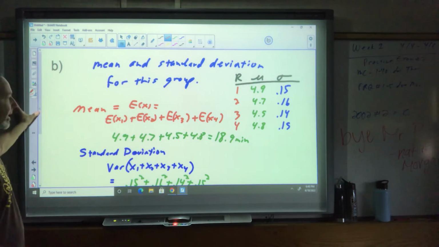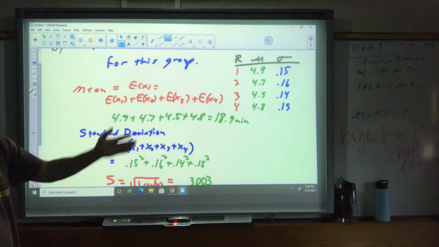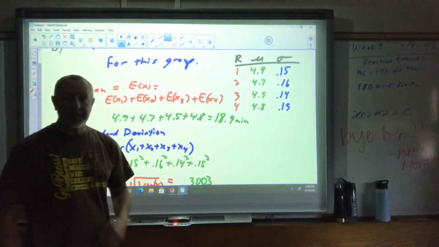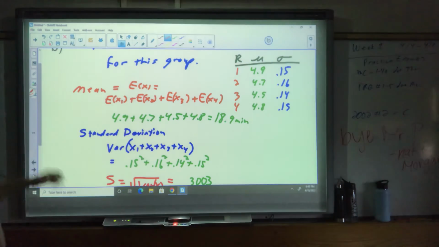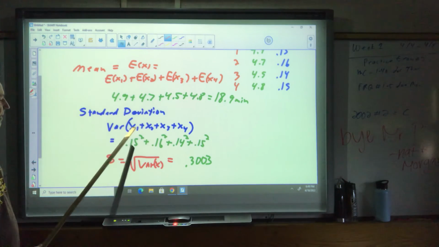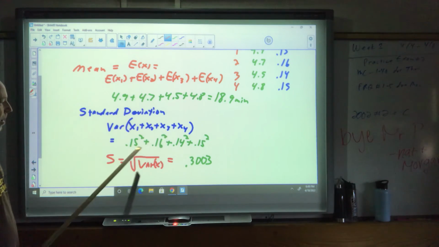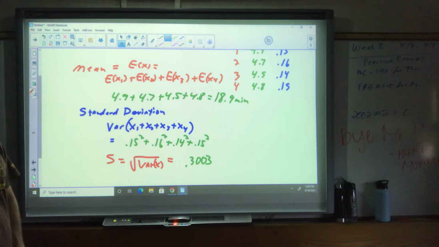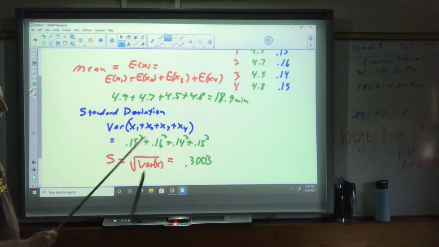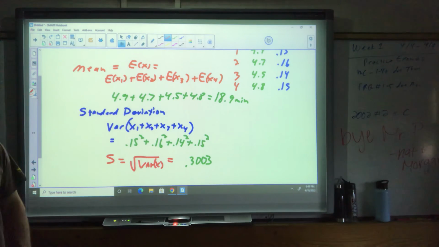Okay, our standard deviation, in this case, we're adding the times together, so it's not a tricky thing. But remember that the variances always add, no matter what. So these are the standard deviations. I square those to get the variance, and I'm going to add those together. Okay, so the variance of x1 plus x2, x3, x4 is those variances added together, and the standard deviation is the square root of that variance, which ends up being 0.3003.